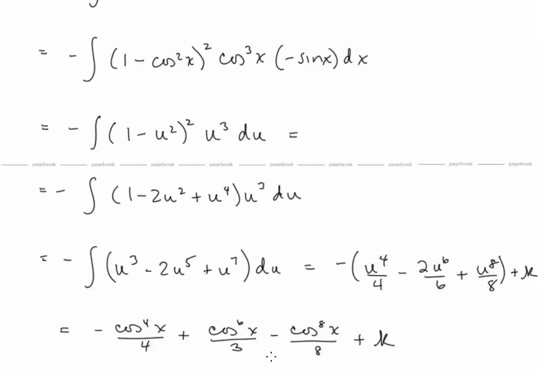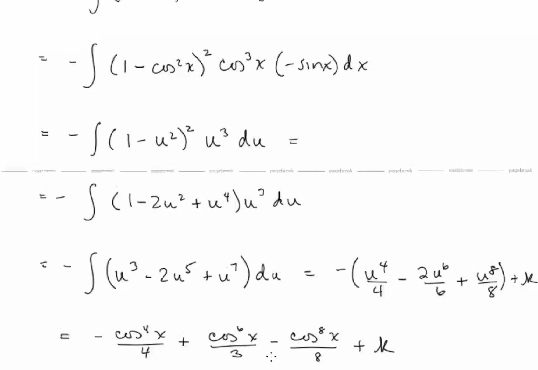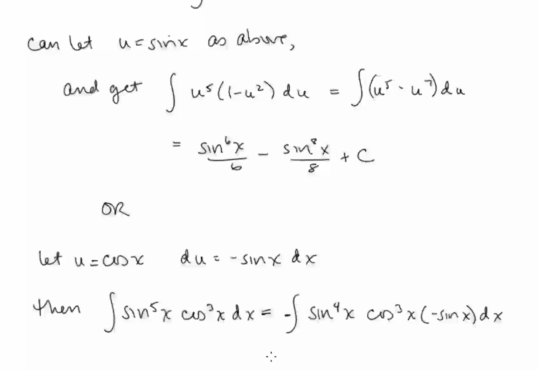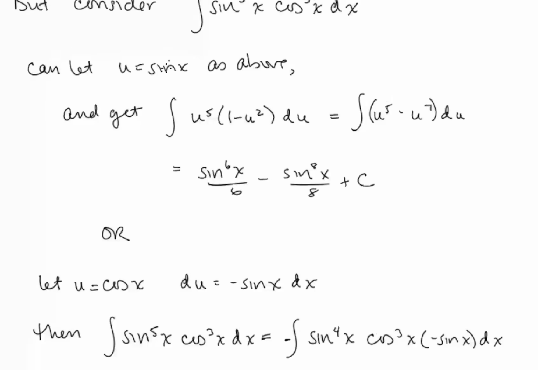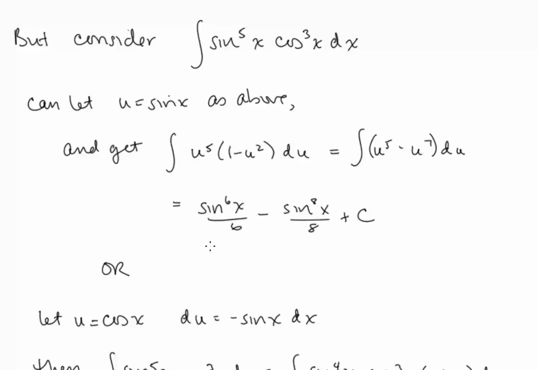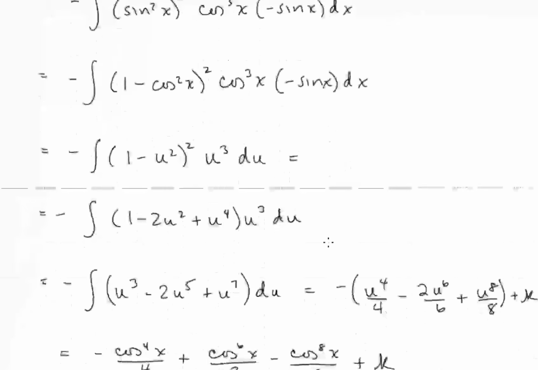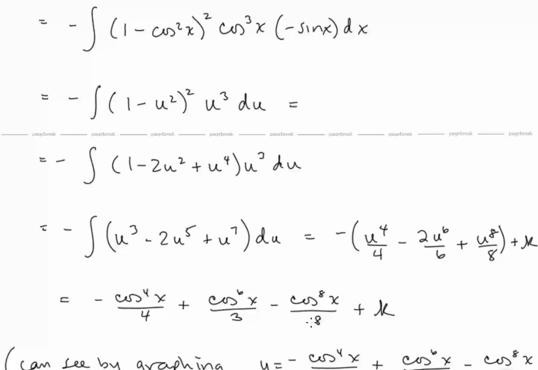Now, it looks like a different solution than if we would have had u equals sine x. With u equals sine x, we would have gotten sine to the 6x over 6 minus sine to the 8x over 8 plus a constant. And here we're getting a bunch of cosine terms.